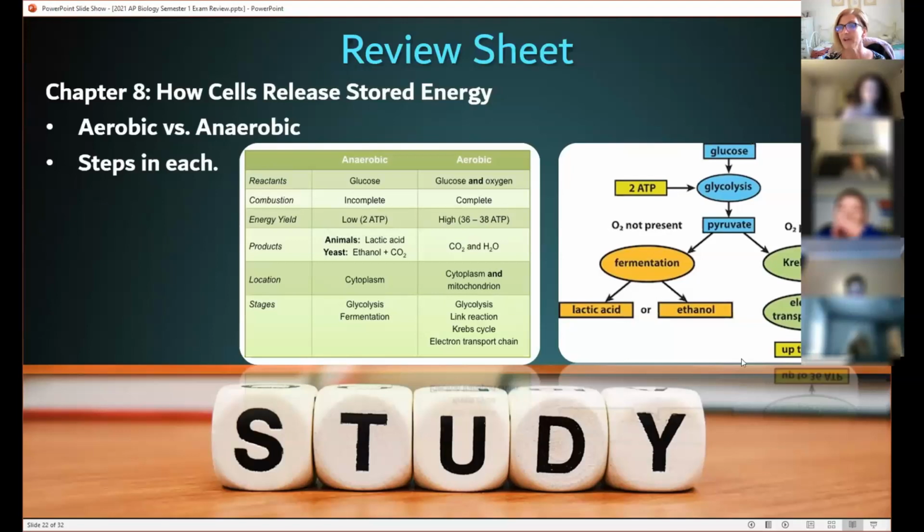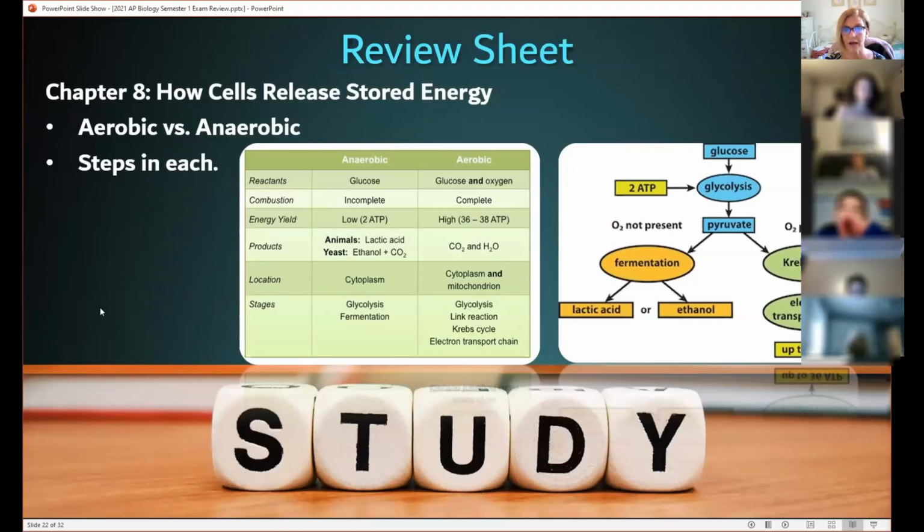The Krebs cycle and the electron transport chain happen in the mitochondria. They need oxygen. Okay, glycolysis precedes both, so it's part of the fermentation as well as the aerobic respiration. Pyruvate is a molecule that is used by both fermentation and aerobic respiration.